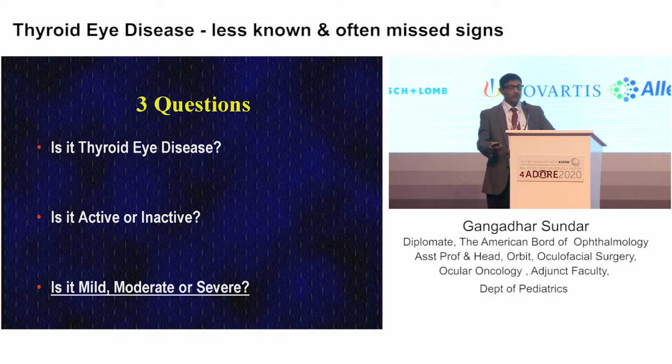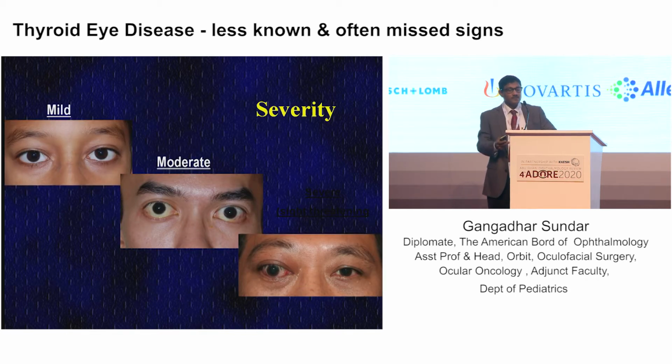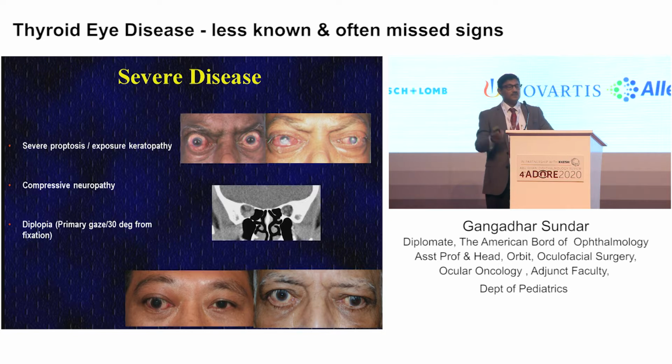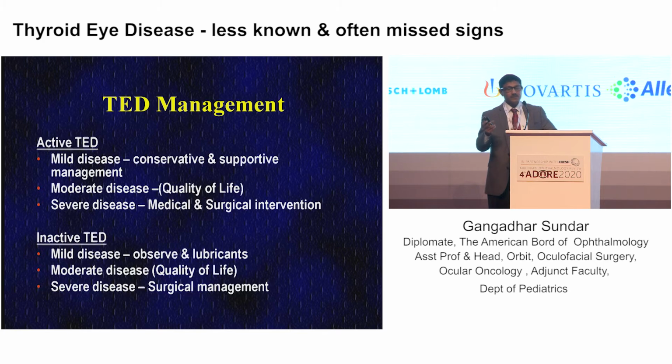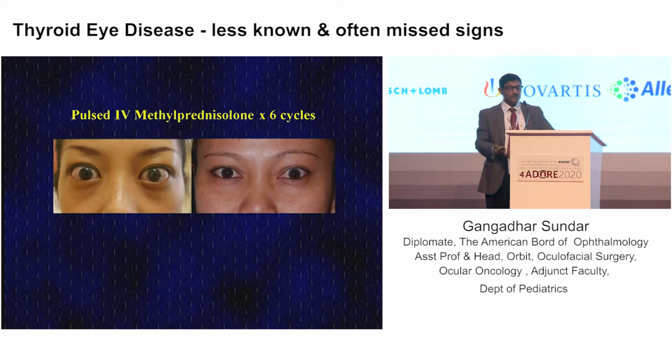The third question is, is it a mild, moderate, or severe disease? And examples of mild, moderate, and severe disease being sight-threatening, and to me, it's not just loss of visual acuity. Even diplopia in primary gaze, within 30 degrees of fixation, to me, is severe vision-threatening disease. If you, an ophthalmologist, had 6/6 vision in both eyes, 20/20, but had diplopia in primary gaze, to me, that's sight-threatening disease. That changes your life completely, okay? So severe disease is all these cases of severe exposure keratopathy, compressive optic neuropathy, where you want to be working on these patients urgently. And the principles of management here are, for active disease, depending on whether it's mild, moderate, or severe, the various forms of intervention, and for inactive disease, you either symptomatically manage them, or based on the quality of life, you end up doing various interventions.